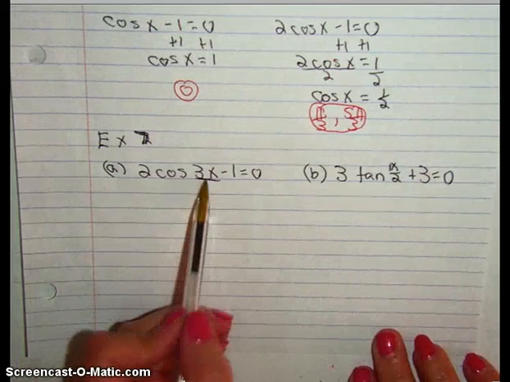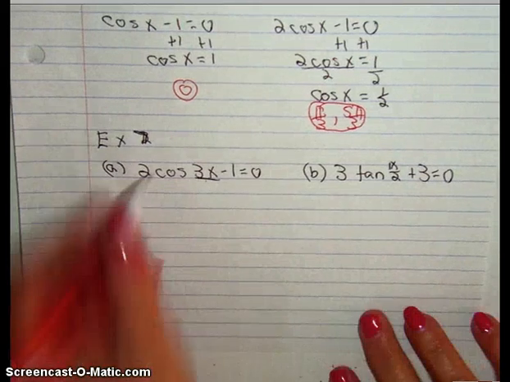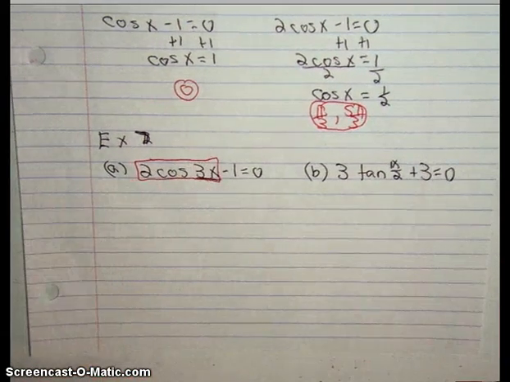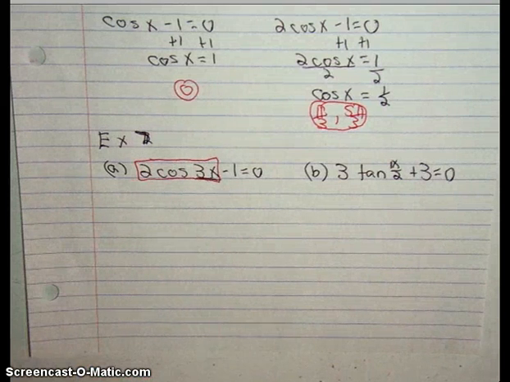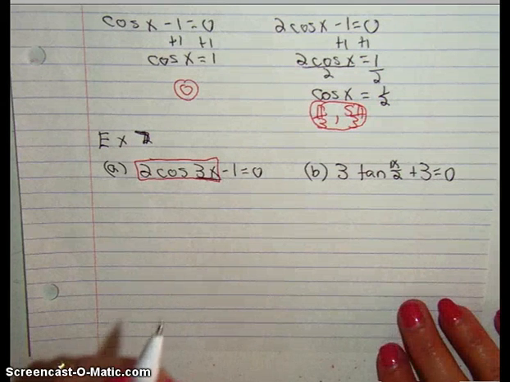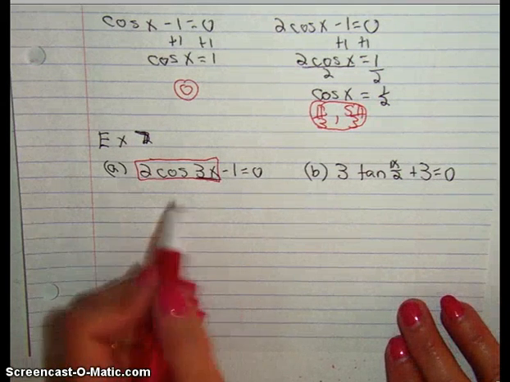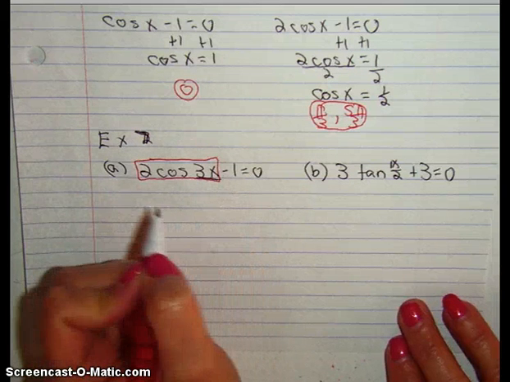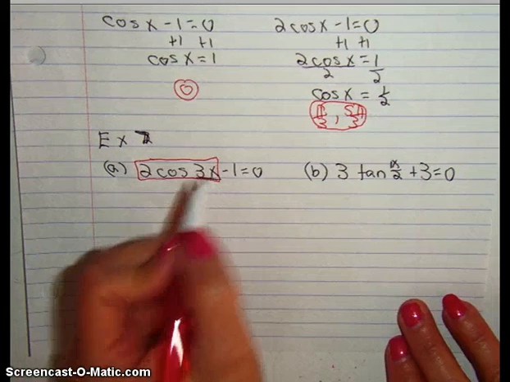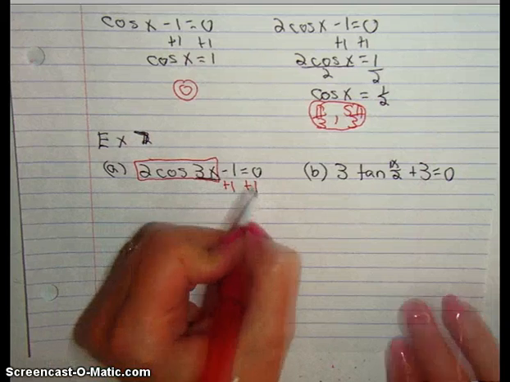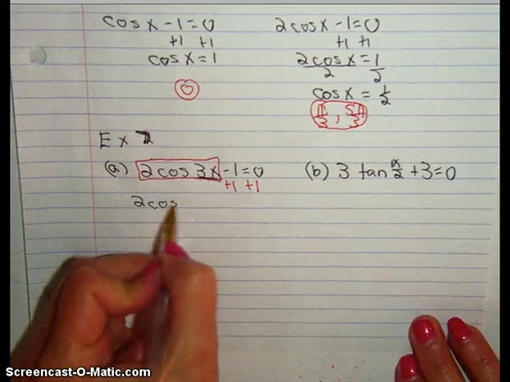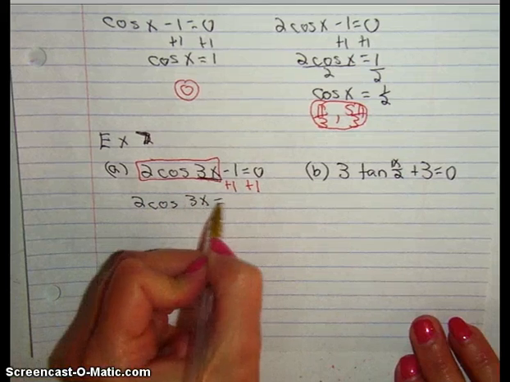Don't worry about the 3x being here. Just work on doing what we have been doing, which is isolate the term with the variable. Okay? All right. Let's see. Lexi, what do I do to both sides here? Add 1. Sounds good. Excellent choice. So we have 2 cosine 3x equals 1.